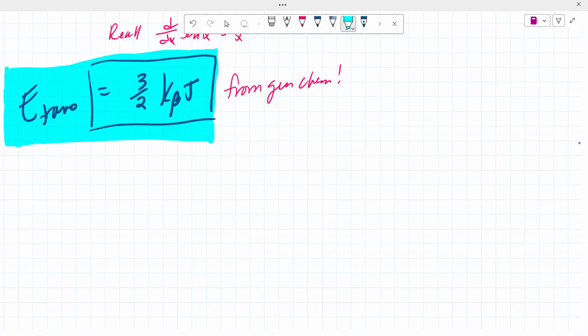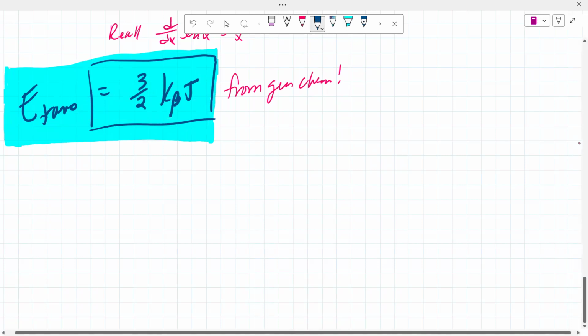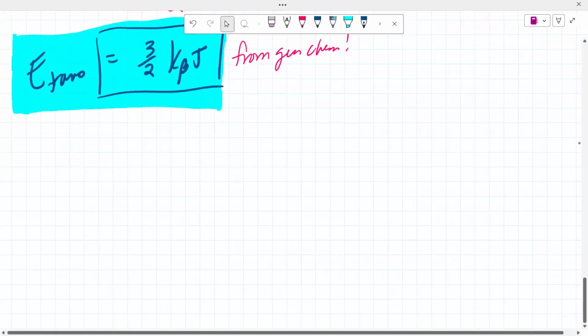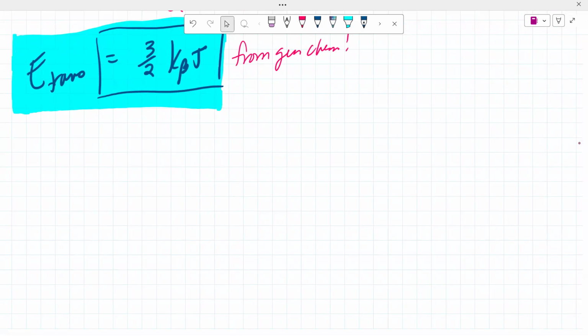Okay, very good. Next section. The electronic partition function. So remember, at this point, we have done the partition function for translation. Now, next, we're going to do the electronic.